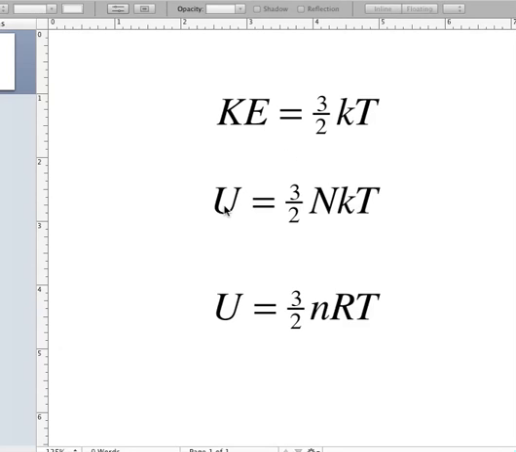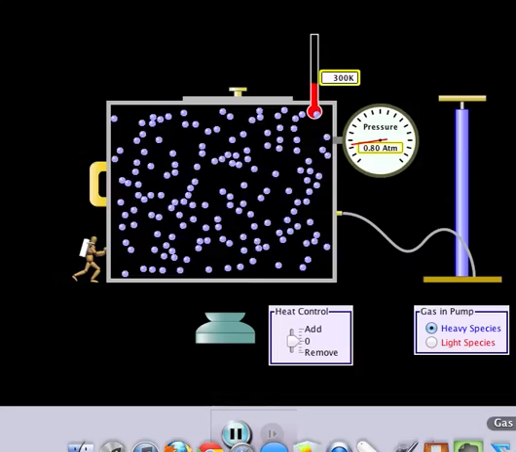If you want the total energy of all the gas molecules, you just multiply that formula by the number of molecules. Oftentimes it's more convenient to get the total energy by using the number of moles instead of the number of molecules. Then the formula is U equals 3/2 nRT, where n is the number of moles. Make sure your T is in Kelvin.